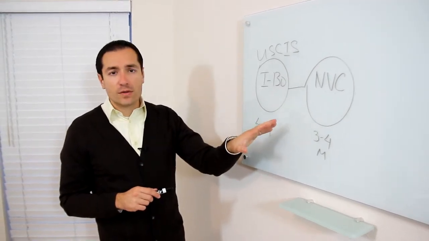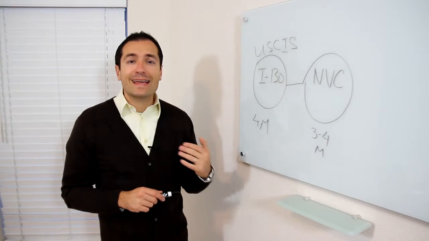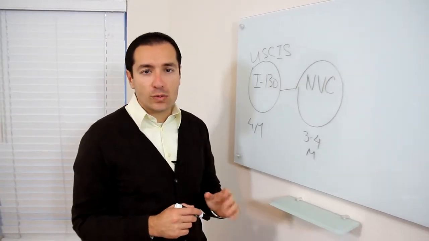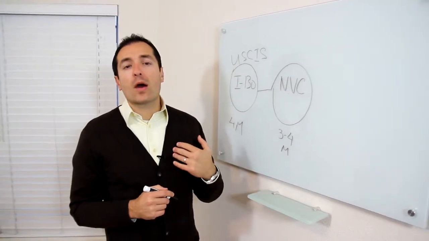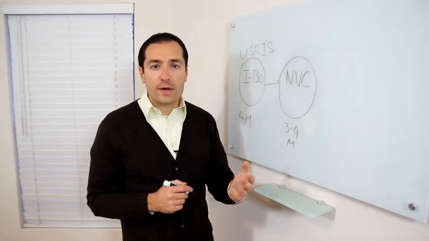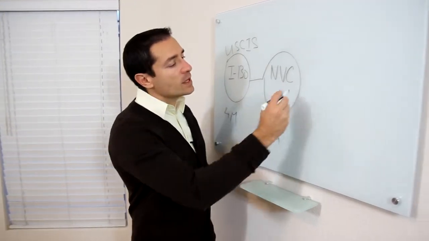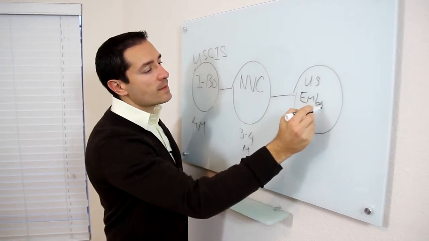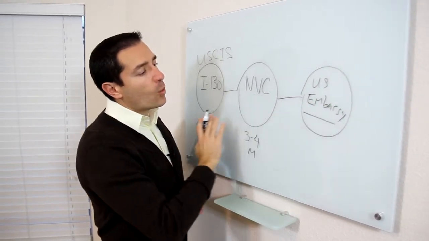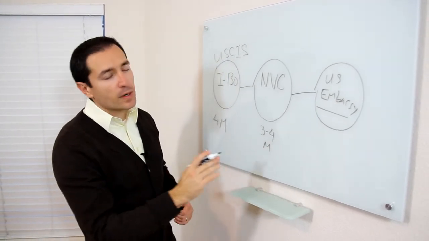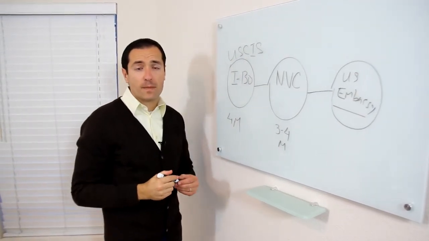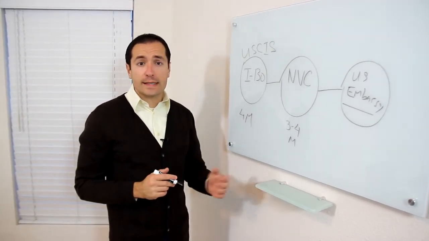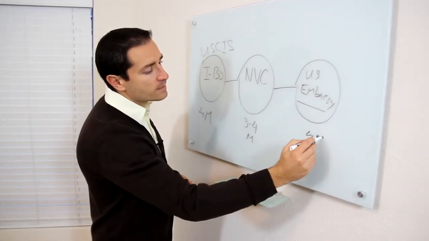Once the National Visa Center has completed its processing, the case can be forwarded to the U.S. Embassy in Ciudad Juarez if you are Mexican, or any other embassy in the world where the foreign national is from. So this is the last step, the U.S. Embassy. Now, once the case moves through the U.S. Embassy, it's going to take probably another 3 to 4 months before an interview date can be set. I would say another 4 months.